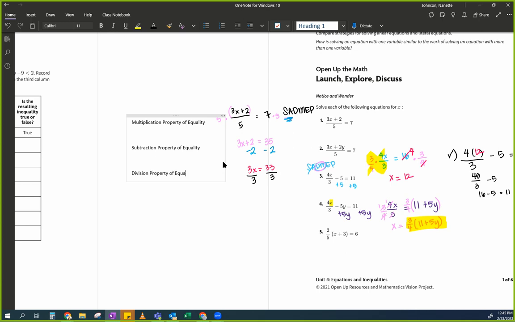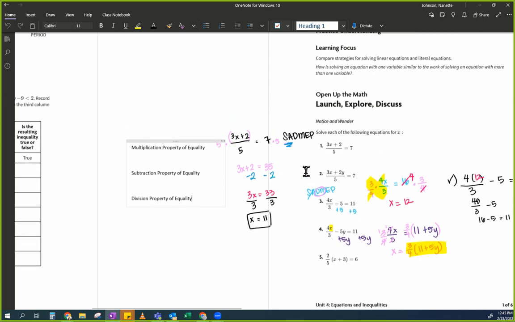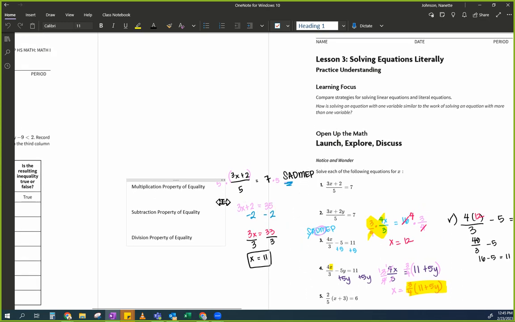Ms. Johnson, why is it called the division property of equality? Because you're dividing both sides of an equation. Do you see the dividing? Do you see equation property? Just means that it will work for all equations. It's true for all equations. Okay, so my final answer is x equals 11. So then what I'm going to do is I am going to check my answer, because this is again called the chapter of redemption.